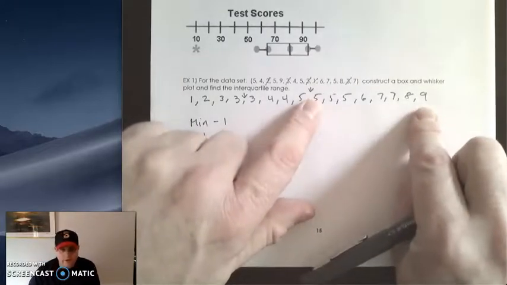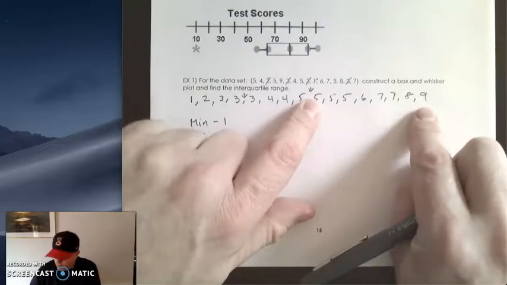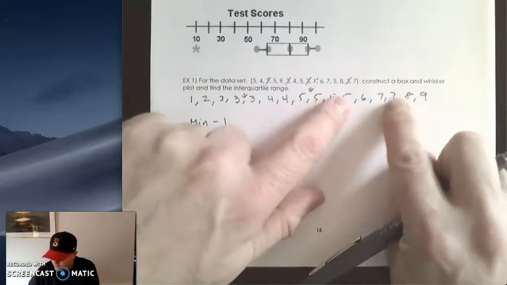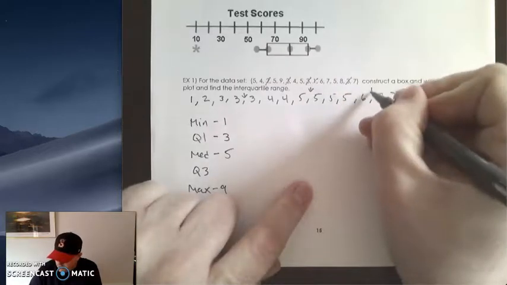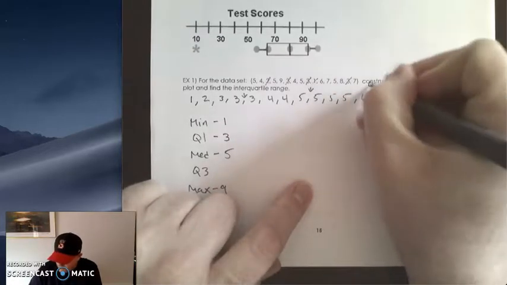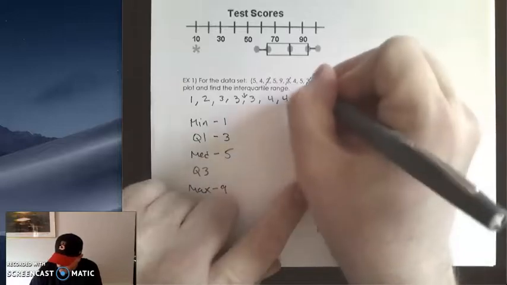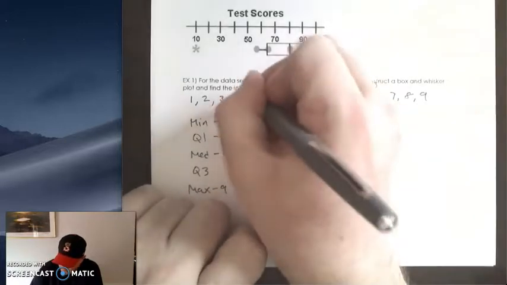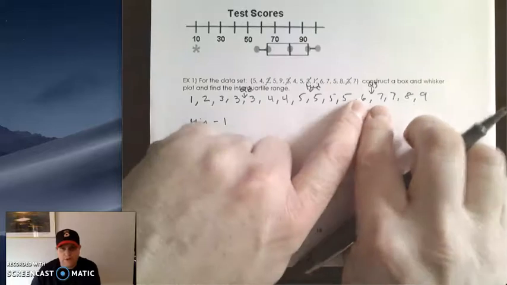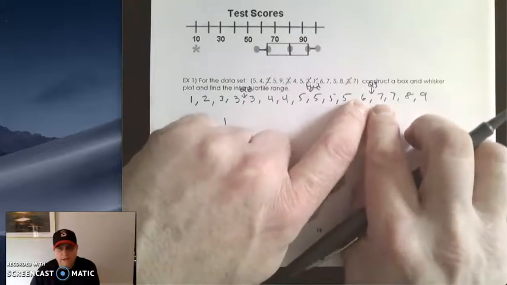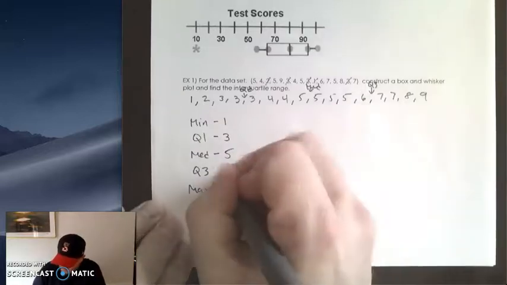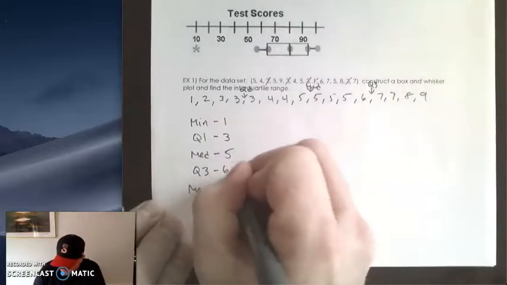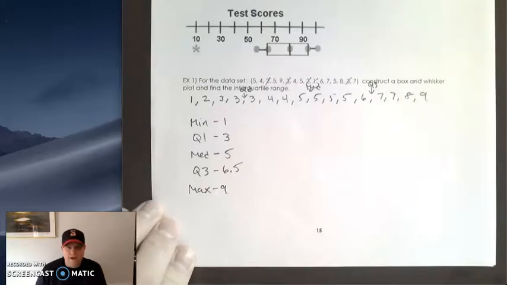The third quartile is the median of the upper half. So again, 1, 2, 3, 4. This time, the third quartile is between 6 and 7. So the average of 6 and 7 is 6.5. So there's my 5 statistical summary.